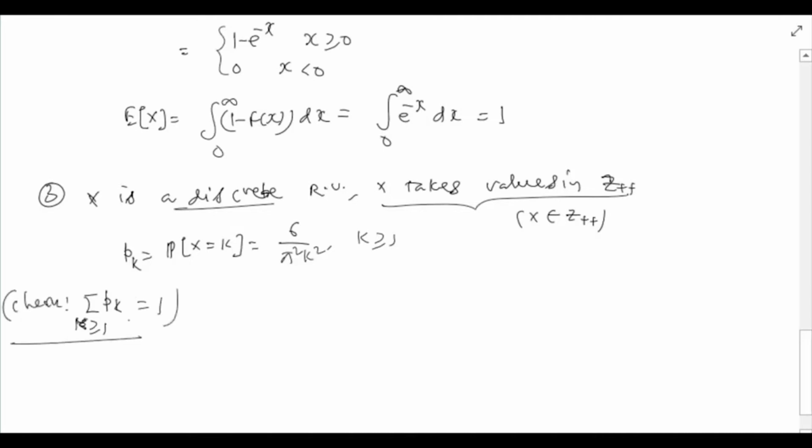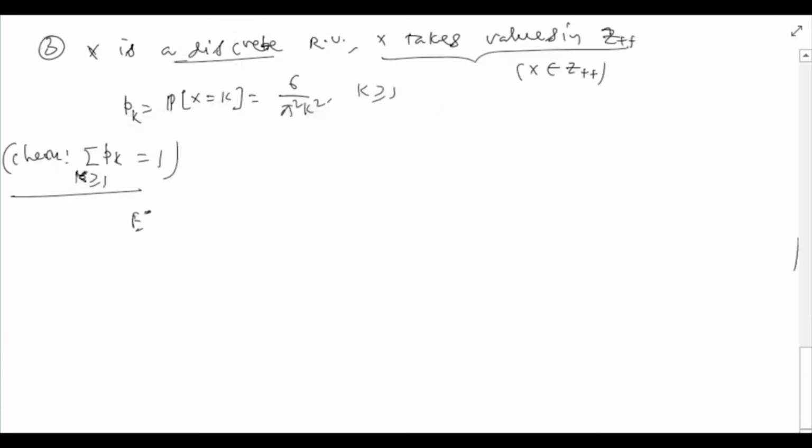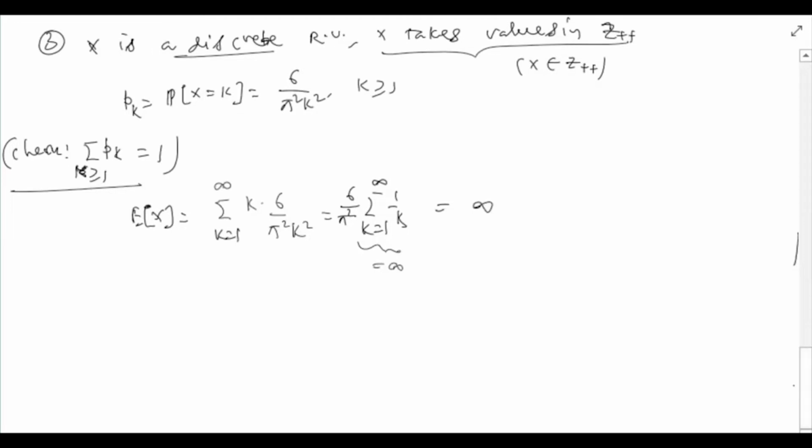So this p is a valid probability mass function. Now the expectation of X can be computed using the formula above. That is, expectation of X equals summation k equals 1 to infinity k times pk, which is 6 by pi square k square. 6 by pi square is anyway a constant, so we will take it out. So k by k square gives 1 by k, but we know that this summation is infinity. So expectation turns out to be infinity. This tells us that the expectation of a random variable can be infinity.